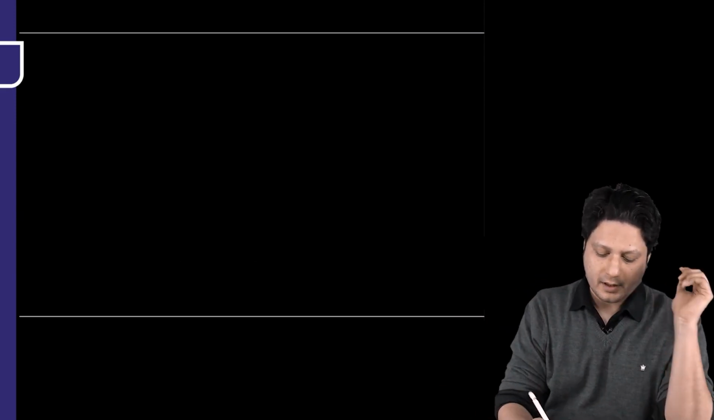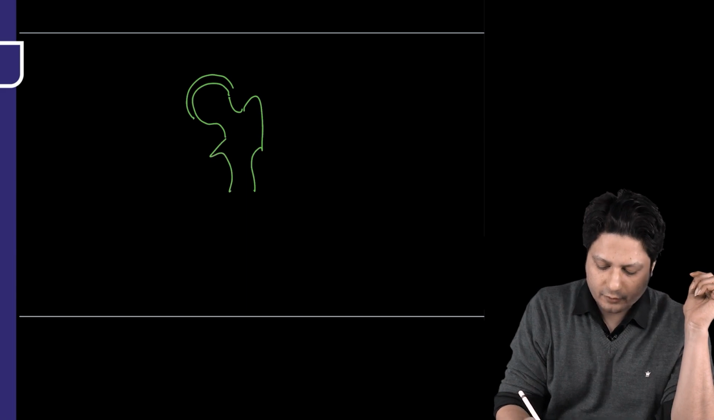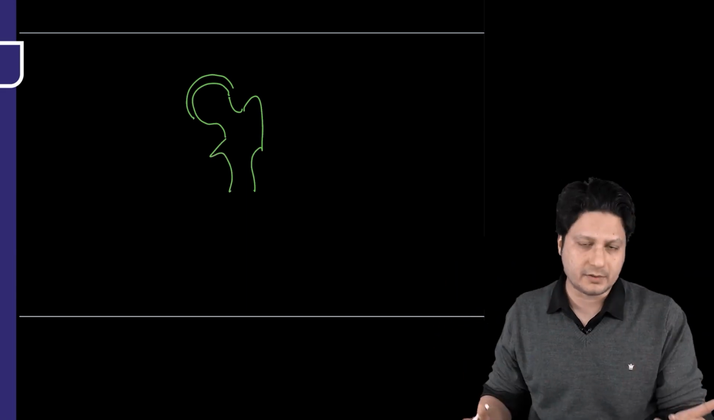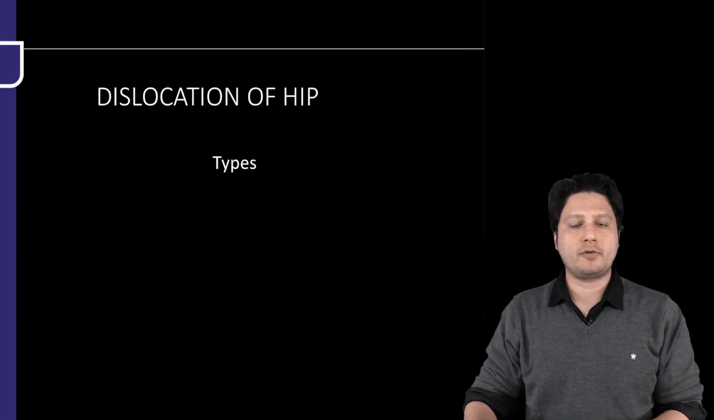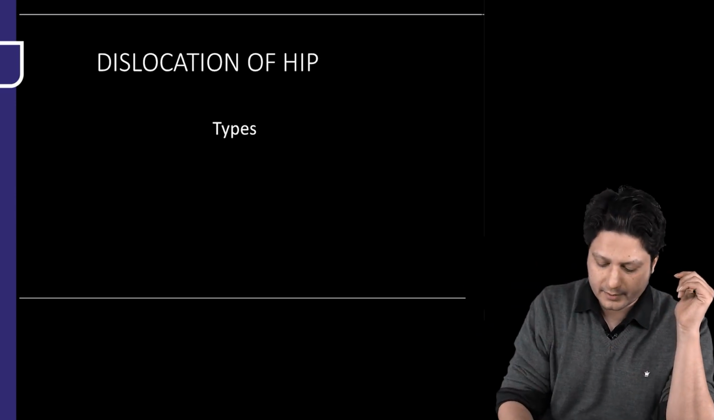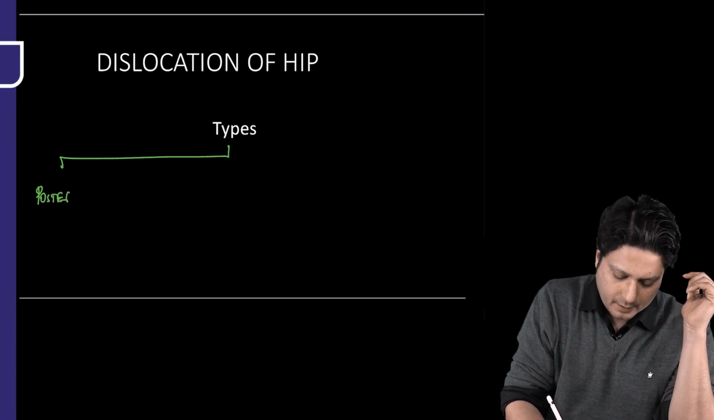Simple is that hip joint is made up of acetabulum and head of the femur, and if the head of the femur is out of the acetabular cavity because of traumatic or any other reason, then it is considered to be a dislocation of the hip joint. Now, dislocation of hip can be of multiple varieties. But what you have to remember is the most common type, that is posterior type.